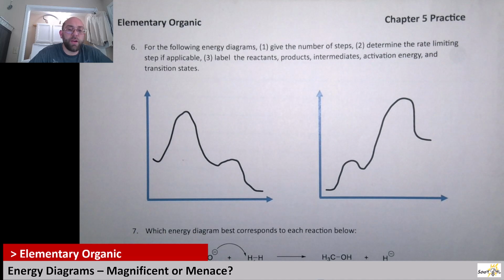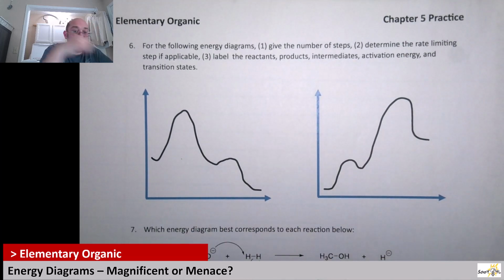So here we're looking at energy diagrams. The first question looks at two different energy diagrams, and we're focusing on how many steps are in these. We need to identify each individual step, but also which is the rate determining step, and important aspects like where we would see our reactants, our products, our intermediates, and how we would look at activation energy and transition states for these steps in the energy diagrams.